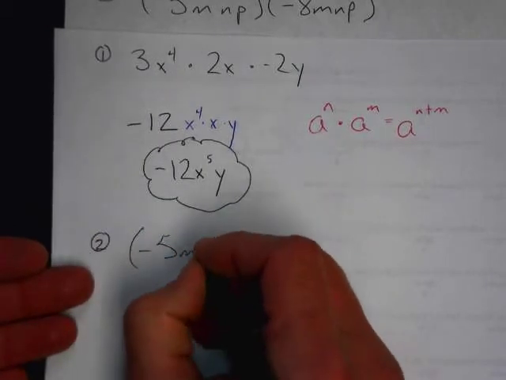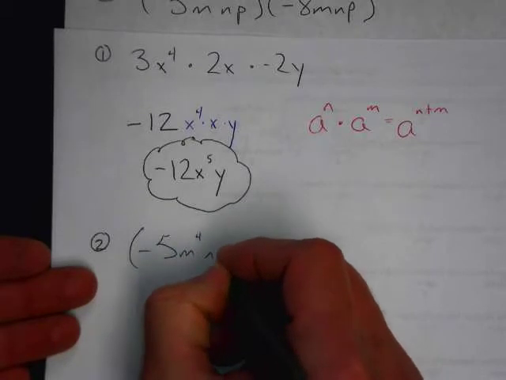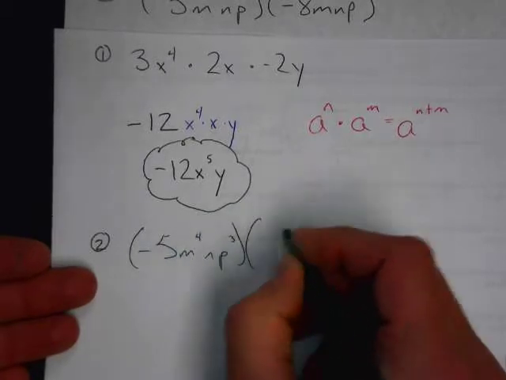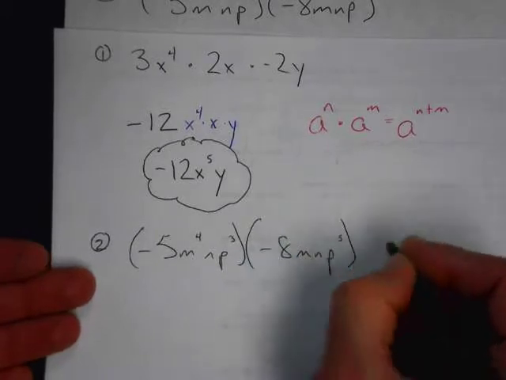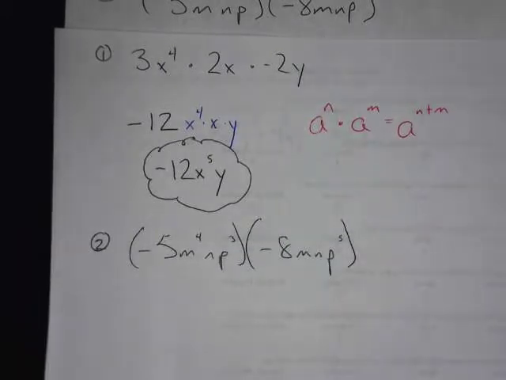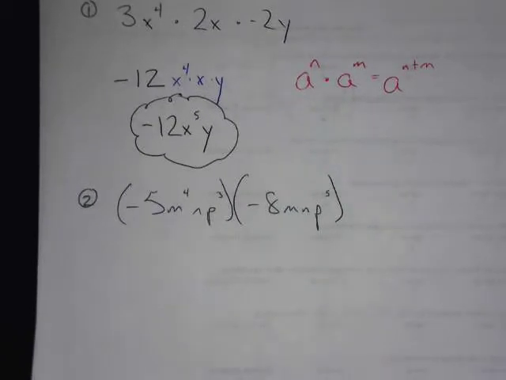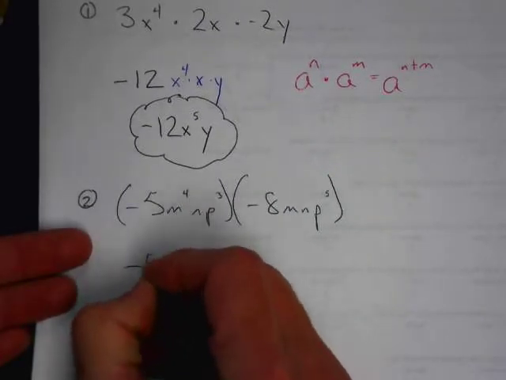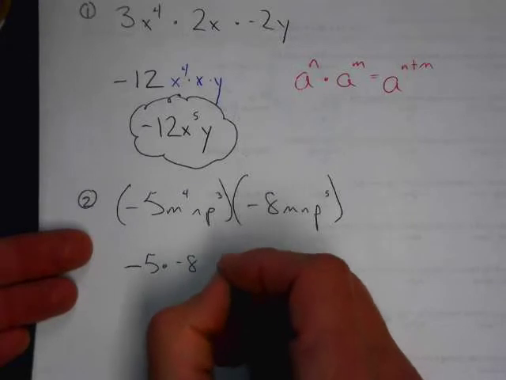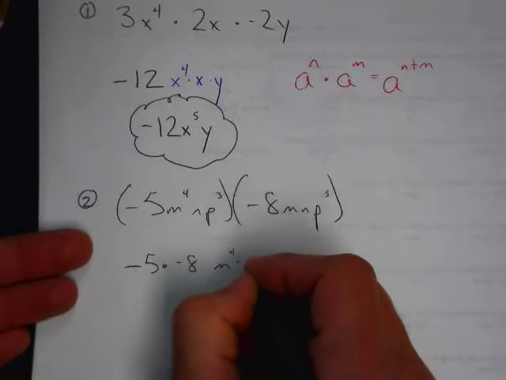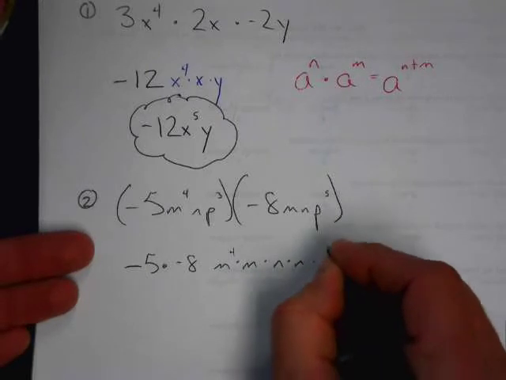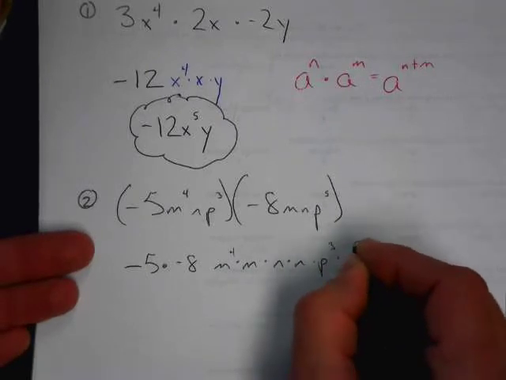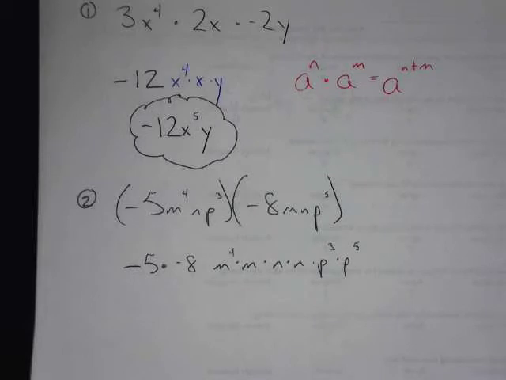We're multiplying 5m to the 4th power n p to the 3rd power times negative 8 m n p to the 5th power. So we can multiply the things that we can multiply, and we multiply the units as well. And so we have negative 5 times negative 8, m to the 4th power times m, n times n, and then p to the 3rd power times p to the 5th power, and we just exercise that law of exponents.